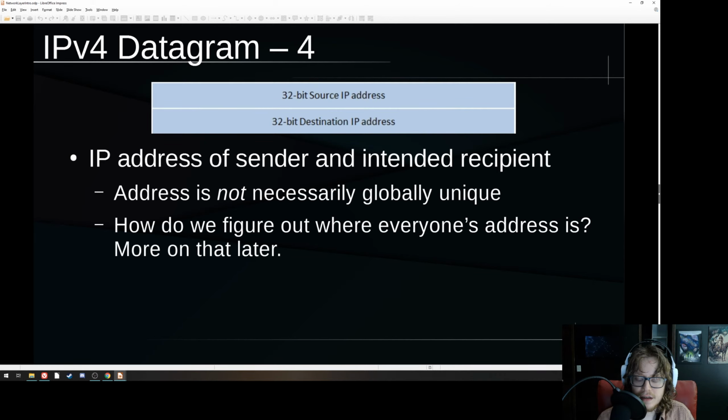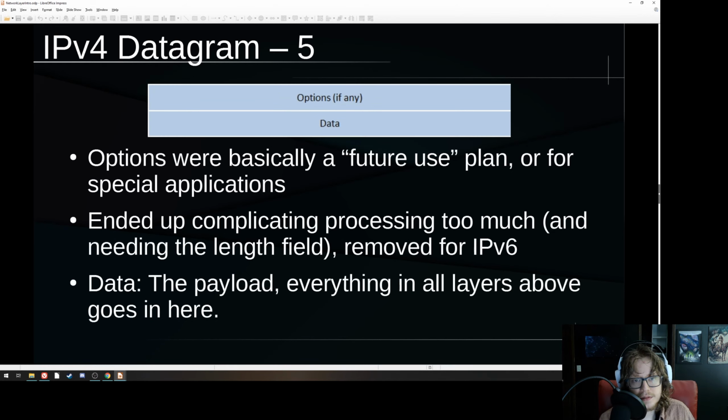All right, and then at the end, we have the IP address of the sender and the intended recipient, each 32 bits. Unlike MAC addresses, IP addresses are not necessarily globally unique. So remember, each MAC is baked in by the manufacturer. They are supposed to be unique globally. Only one device in the world has each MAC. IP addresses, that's not the case. And we talked about why we couldn't use MAC addresses for addressing. So how do we figure out where everyone's IP address is? Why is IP usable for addressing when MAC was not?